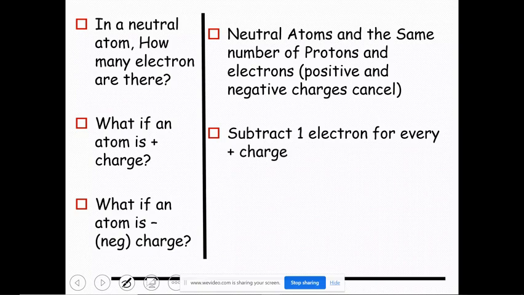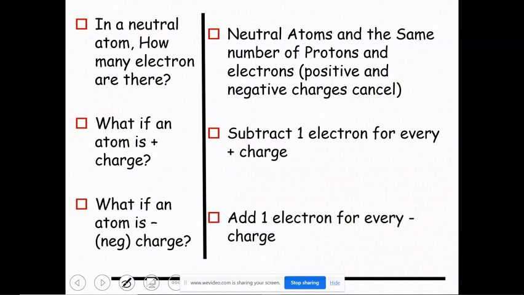If an atom has a positive charge, what happens is it loses one electron, or loses one negative charge, and it becomes positively charged. Okay, it's off balance. For every negative charge, we're adding one more electron to it.